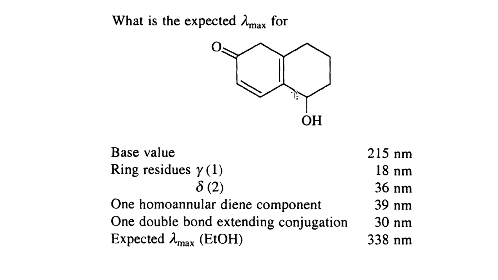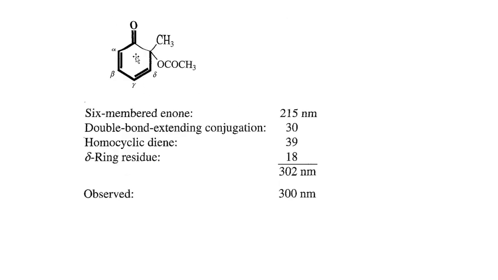See, this is an alpha beta unsaturated ketone with a 6-membered cyclic system, or it is a 6-membered cyclic alpha beta unsaturated ketone, and hence will have a base value of 215 nanometer. 215 nanometer is the base value for this molecule.